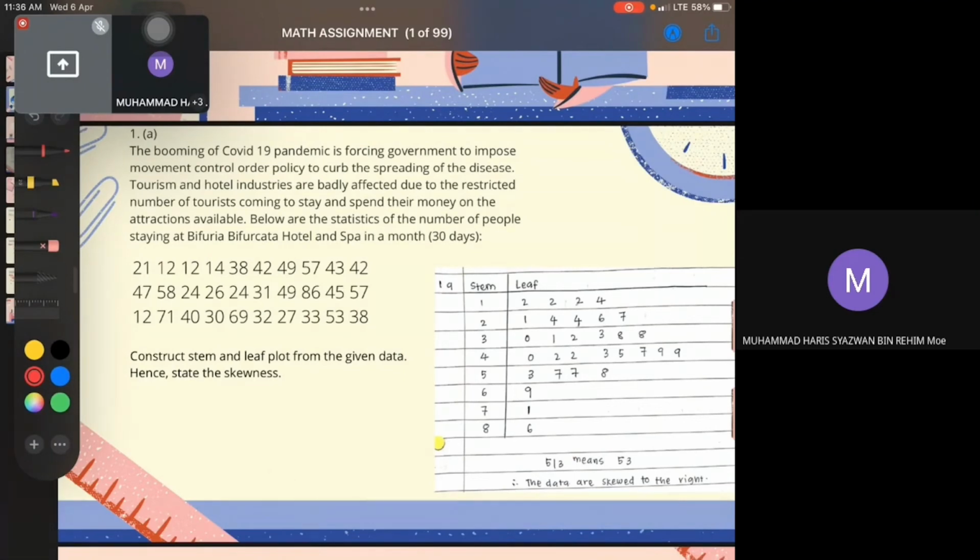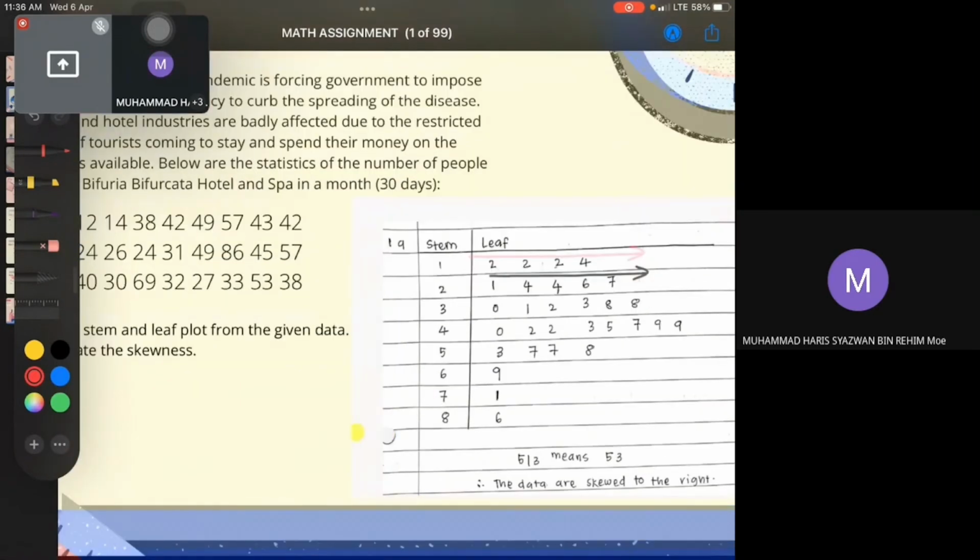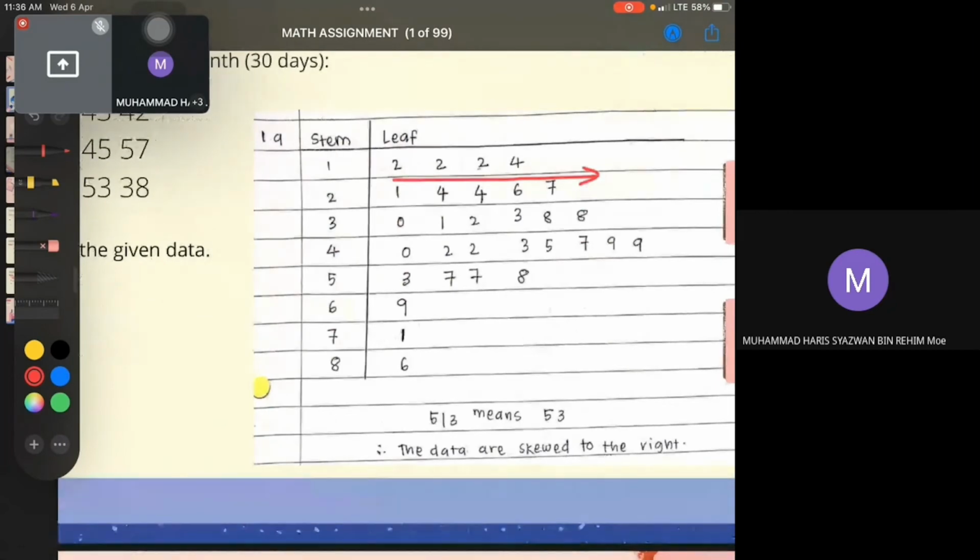So Harish, how do we arrange the numbers in the leaf column? The number arrangement must be in increasing order. Yes, it is true. After that, we must write the conclusion for the stem and leaf data above, which is 5|3 means 53. The data is skewed to the right.